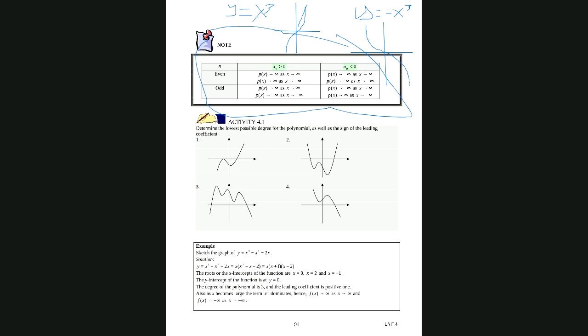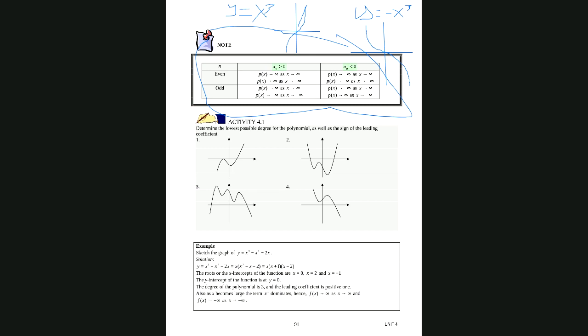Who can tell us the lowest degree of number one? I'm waiting. Who can tell us? Yes, Sabelo. It's three. Good, it's 3. Because we have got two vectors here. 1, 2. Have you seen that? Then what is the sign of the leading coefficient?